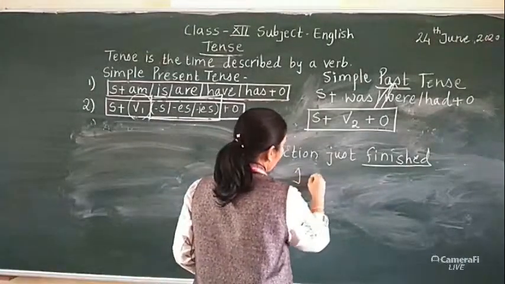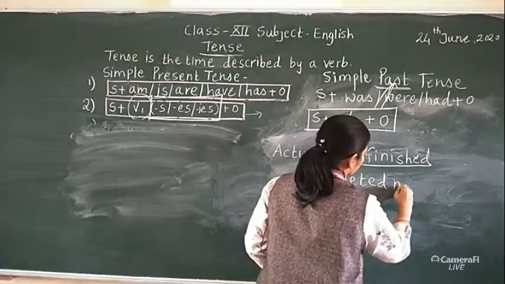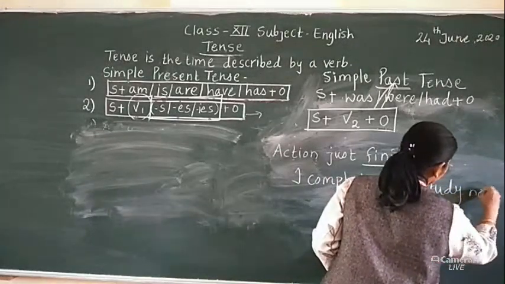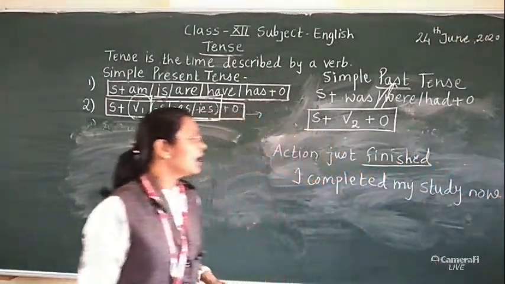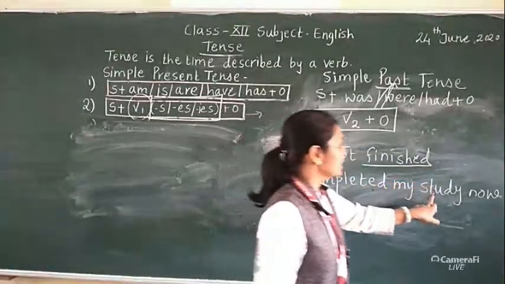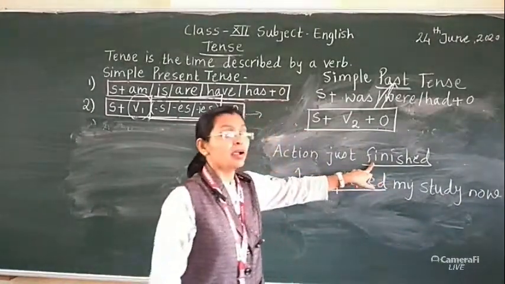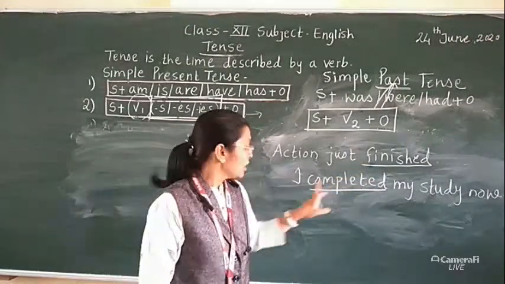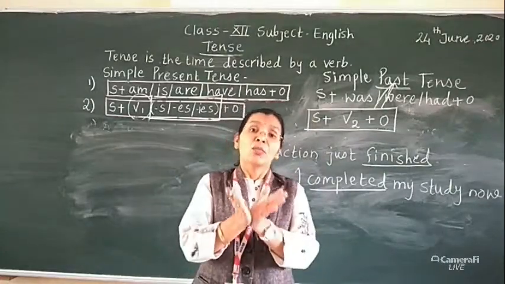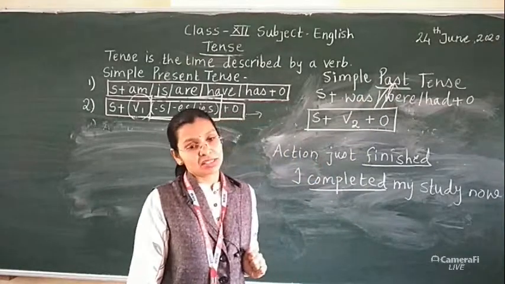For example, I completed my study now. What is my sentence here? I completed my study now. It indicates my action is completed. My action is finished. Okay. So here I completed my study now. That means माझी action पूर्ण झालेली आहे. So that's why we use here simple past tense.